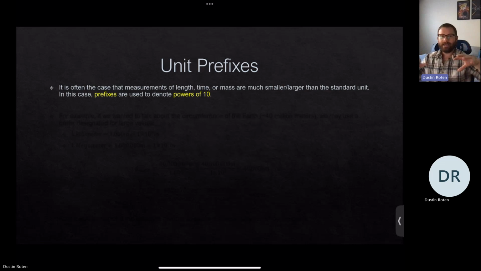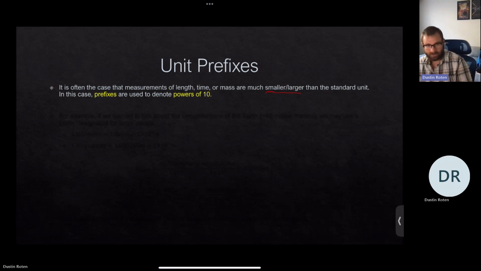Okay, so we talked about these base units, but what if we're talking about things that are much smaller or much larger than just the standard unit? You know, if we wanted to talk about the length or the distance from the East Coast to the West Coast, well, we don't want to say that in meters because it's going to be a huge number. So if we're talking about things that are much smaller or larger, we can actually attach prefixes to these numbers. And the prefixes are just to denote powers of 10.